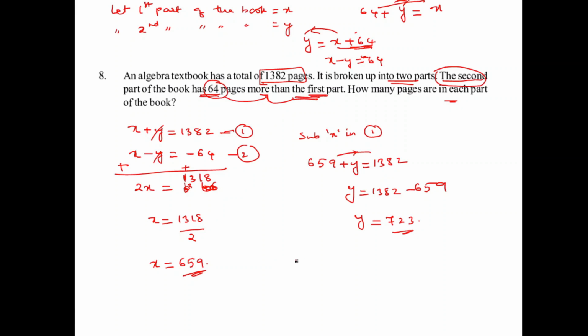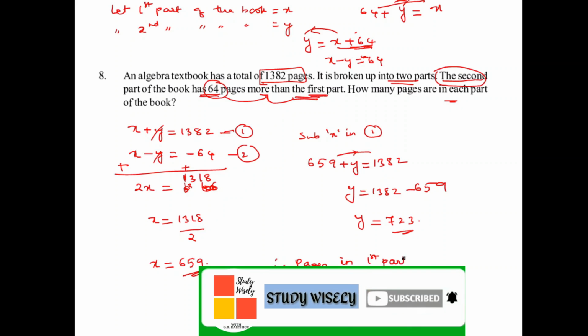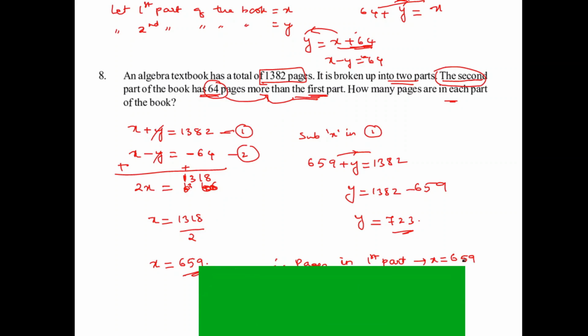So at last, the number of pages in the first part is x equals 659. The pages in the second part is y equals 723, which is your required answer. Hope this is clear to everyone. Let's look at the next one.